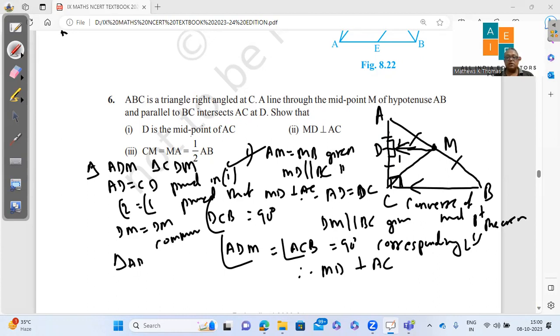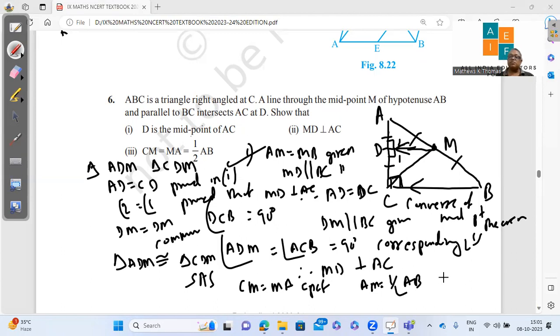So this means that triangle ADM is congruent to triangle CDM. And which condition is this? This is SAS, side angle side. And therefore, we can say that CM equal to MA by CPCT. Now, if you notice, M was already given midpoint of AB. So AM is already half of AB. And now we have proved that CM and AM are same. So we get the required result, CM equal to MA equal to half AB. So that's the result that was asked for us.